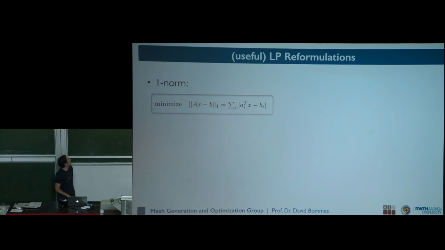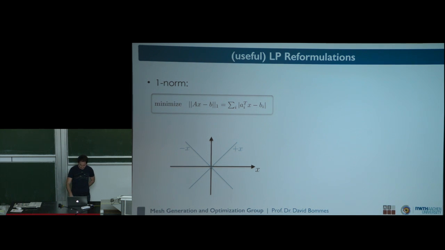Let's say you have an affine function like Ax minus b, and you want to look at the one norm. The key insight here is that the one norm itself actually is the maximum of two linear functions. If I want to have the one norm of x, this means just the absolute value of x, and this is the same as the maximum of x and minus x, both being linear functions.